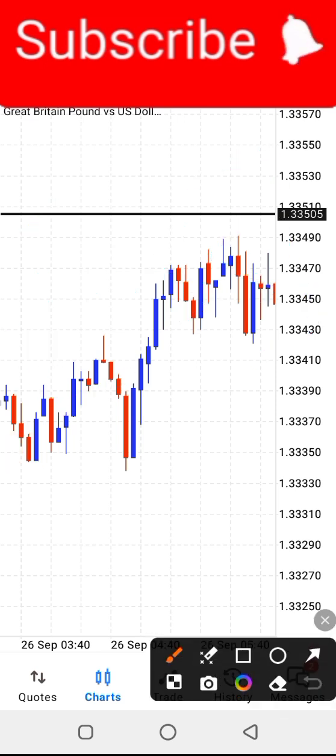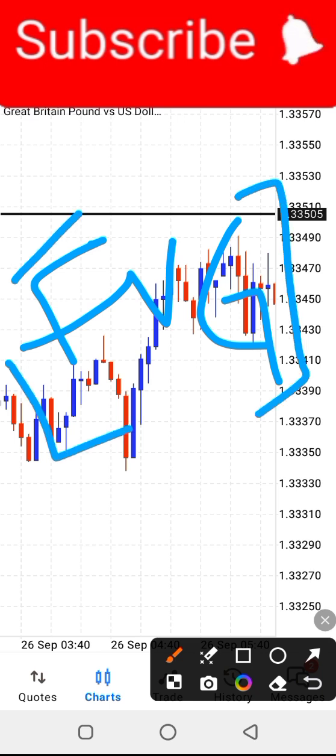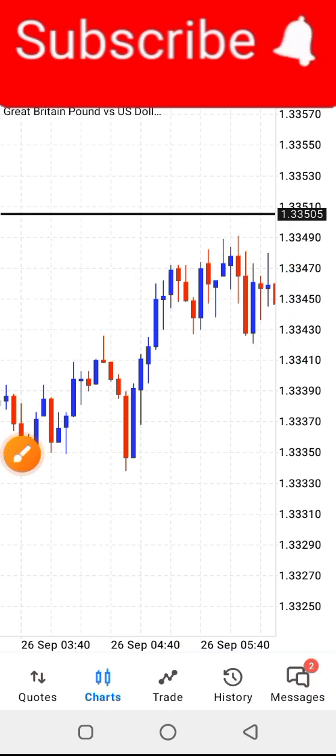Then the last thing is the displacement leg that caused the market structure shift should have an FVG. So you're entering on the FVG, as simple as that. So that's the first set of things you need.